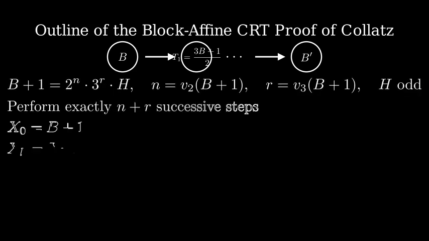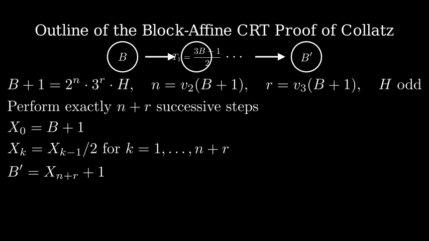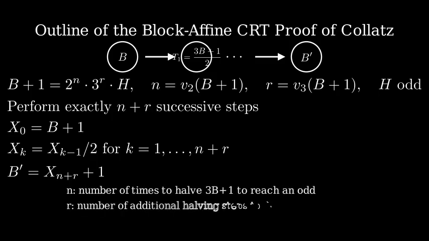Then factor out every 3 power in the resulting even number, one halving at a time; there are r steps. Altogether, you perform n plus r successive single halving divisions by 2 before you arrive at the next odd value b prime. Now, let's examine the one-block affine law.